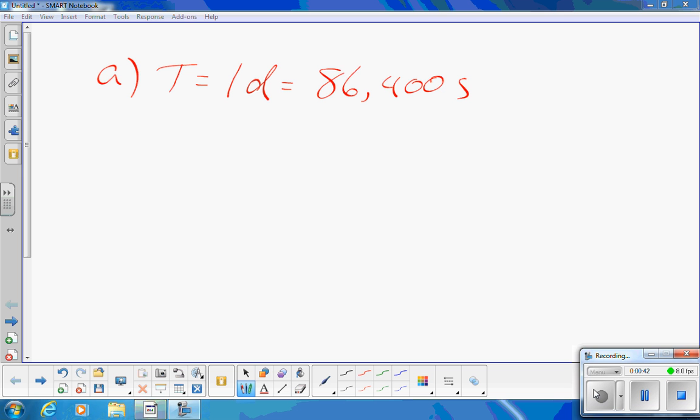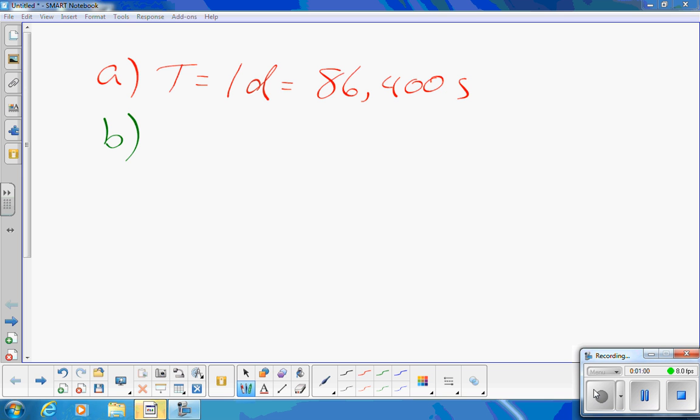Okay, B, what is the radius of the orbit? It has to be done in green. It's big. How are we going to find this? We need some relationship between period and radius of an orbit, which is the Kepler's law thing, and I don't remember what it is, so I'm going to derive it.